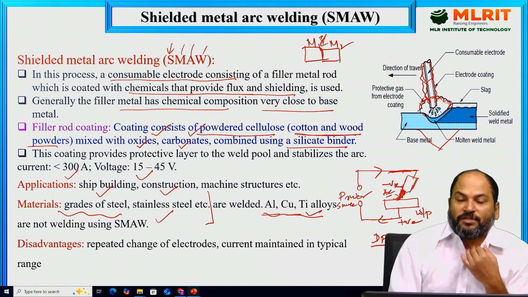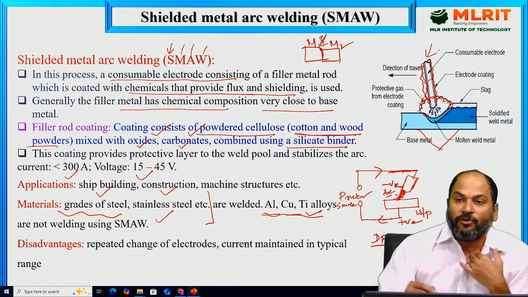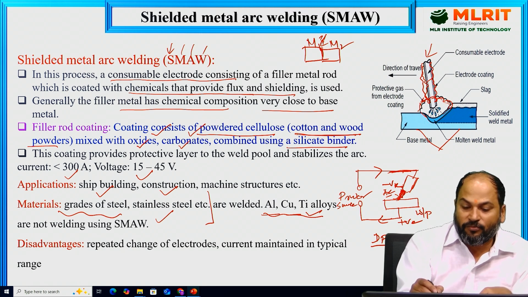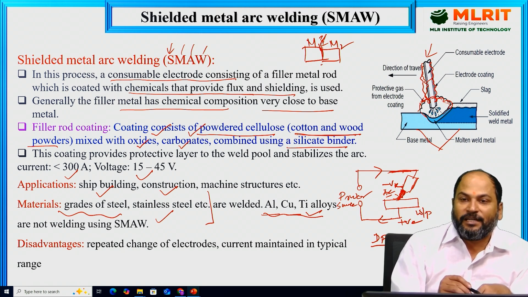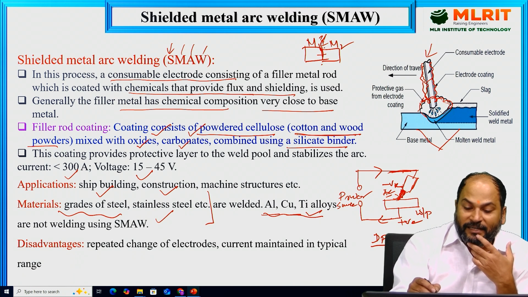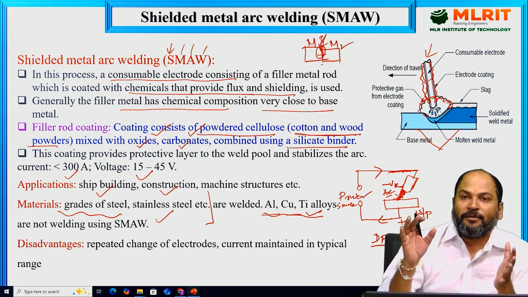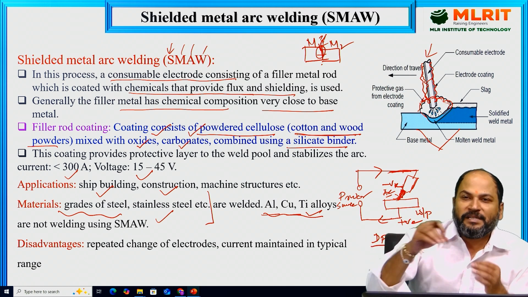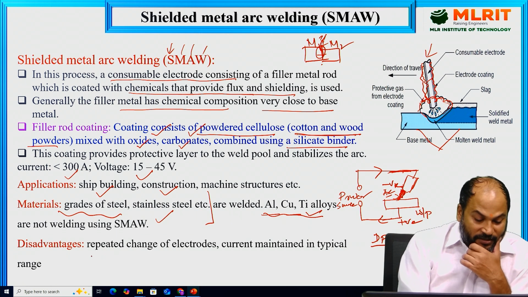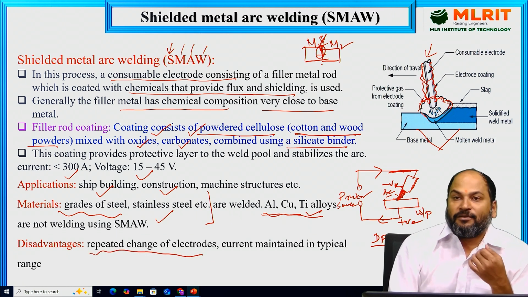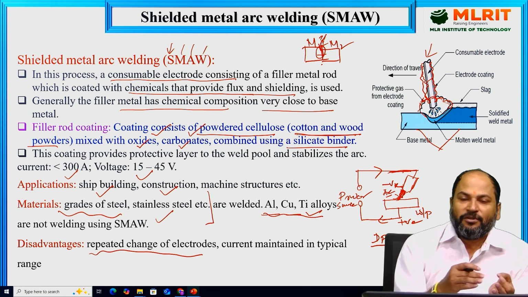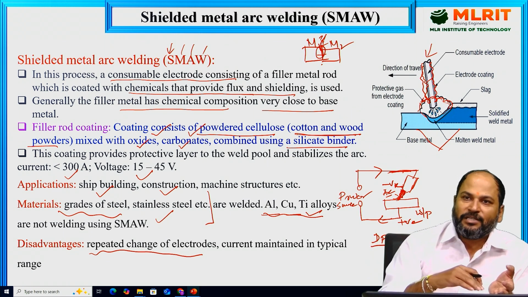Another drawback of this process is that the electrode is consumable. Suppose you are doing the welding and moving from this one point to here. It may be that during this portion the electrode is completely consumed. So what will you have to do? Again, you will have to take another electrode. So repeatedly you have to take the electrode. That has been written: repeated change of electrodes is required during the welding. That is the drawback. Once the electrode is completely deposited, you have to change it and bring another new one. Again, it will be consumed, and again you have to bring another.